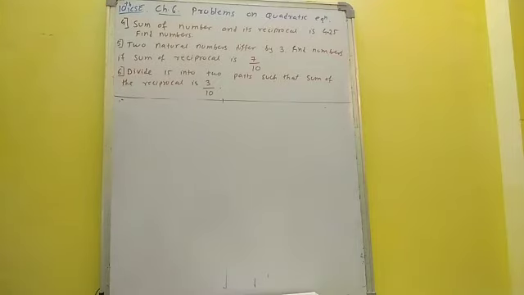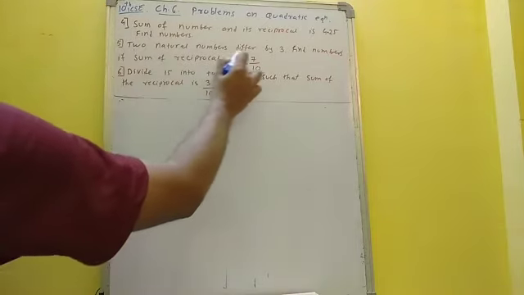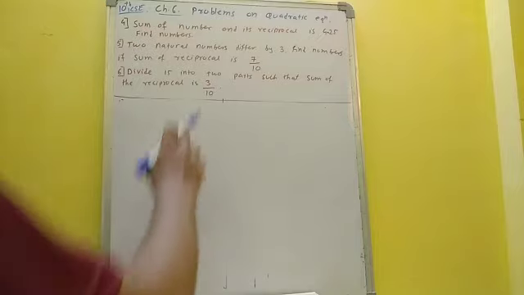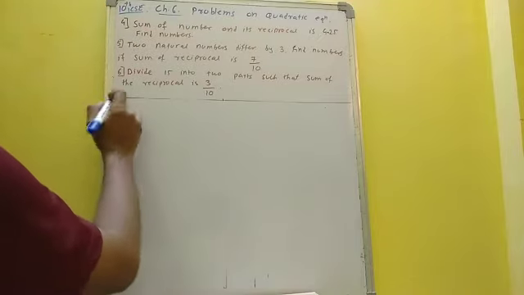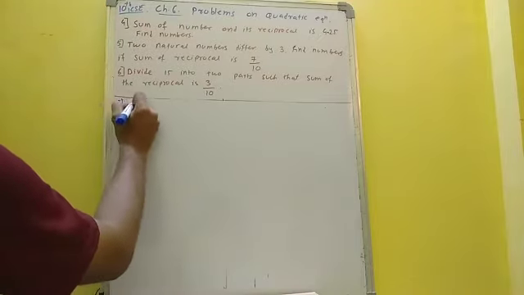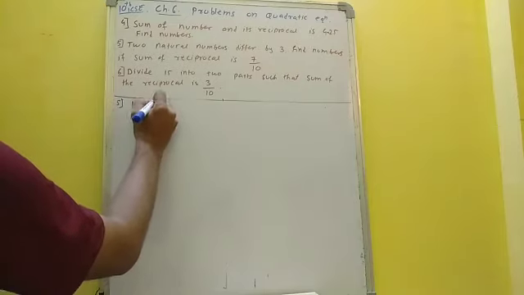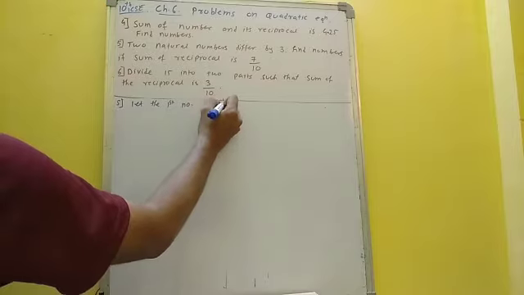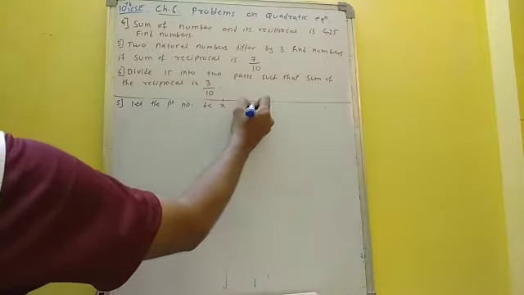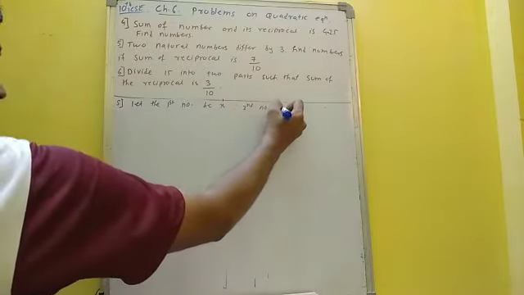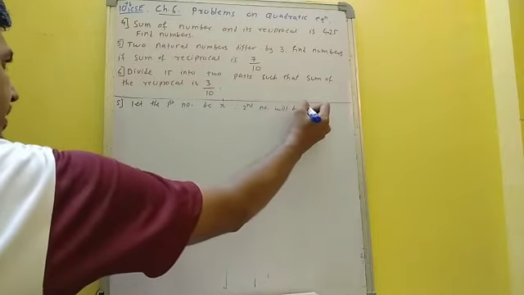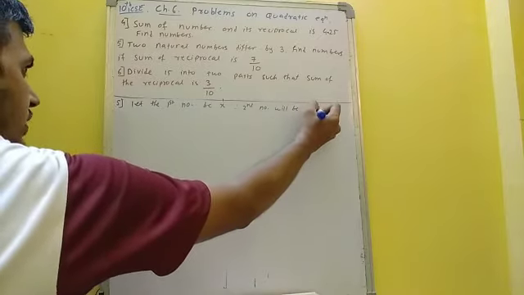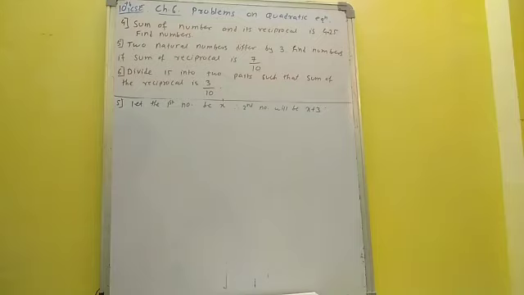Okay, now the fifth one. What is given in the fifth one? Two natural numbers differ by 3. Okay, this type of sum we have already done. So let the first number be x. Therefore, second number will be x plus 3, as they differ by 3.